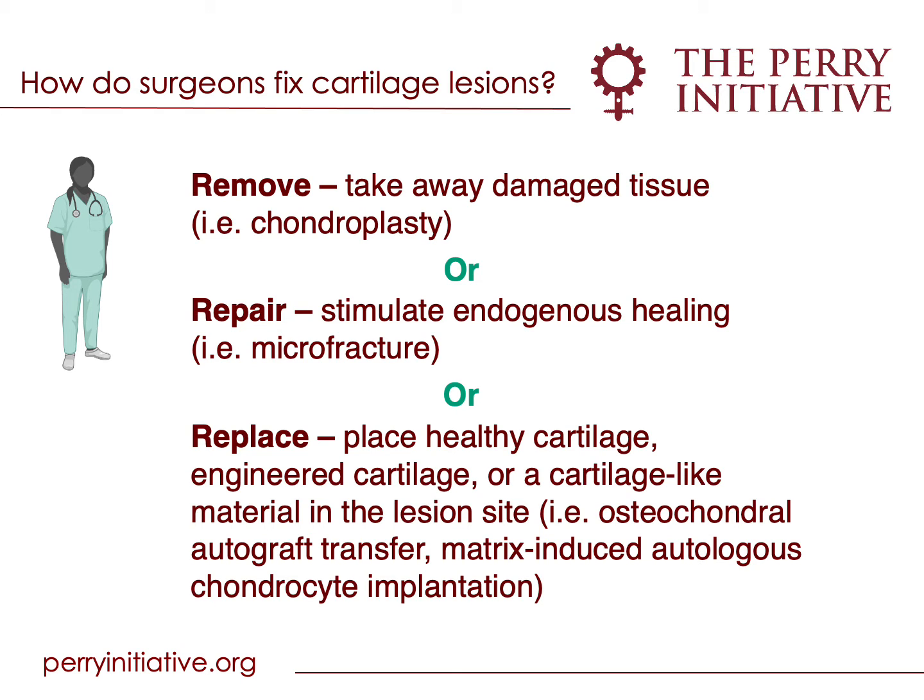The third option is to replace the damaged cartilage with healthy cartilage that may be taken from a non-load-bearing portion of the joint, engineered cartilage from a laboratory, or a cartilage-like material. And these procedures are known as osteochondral autograft transfer and matrix-induced autologous chondrocyte implantation, or MACI. As an engineer, I am particularly interested in improving cartilage tissue engineering approaches because engineered cartilage grafts have the potential to mimic native tissue, and they provide an alternative tissue source when healthy cartilage grafts are in short supply.